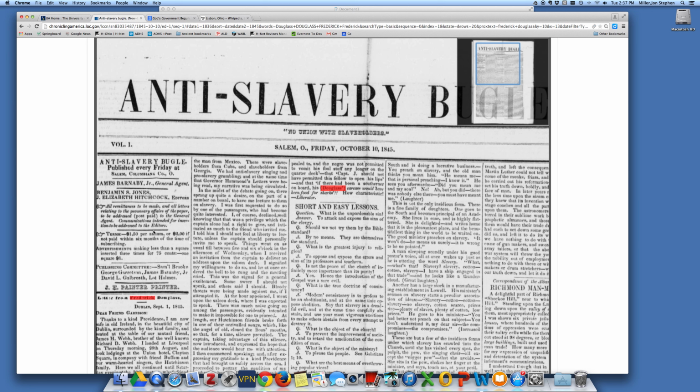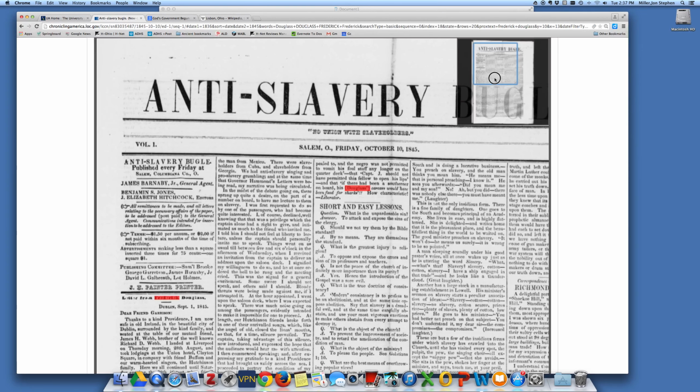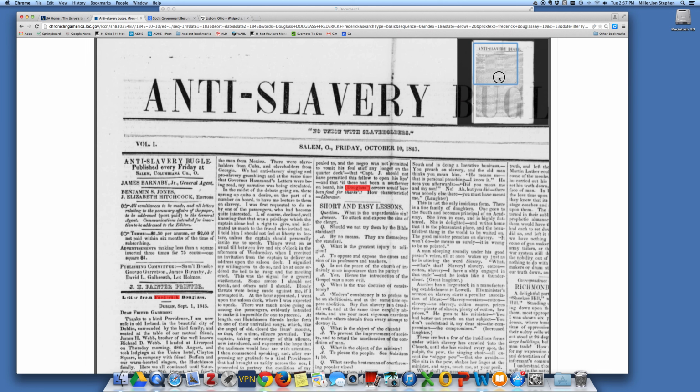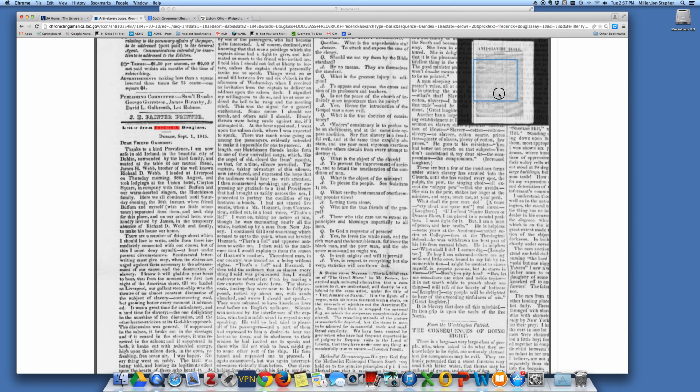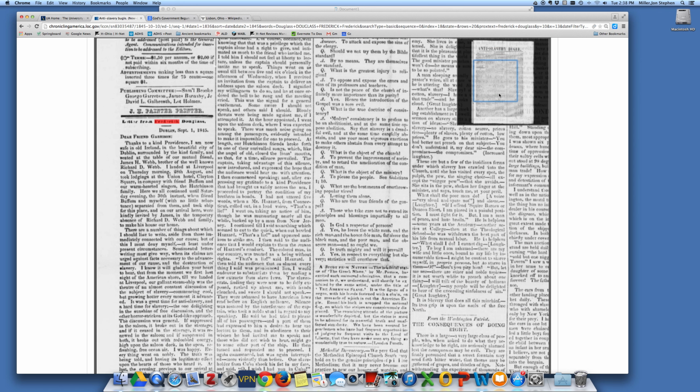Here we got some anti-slavery people, and they're asking for subscriptions. My guess would be this paper is probably taking subscription money and using it to fund Underground Railroad type activities. That would be my guess. I think that a lot of the papers were not only spreading news about anti-slavery, but sort of gathering funds to actually do it.